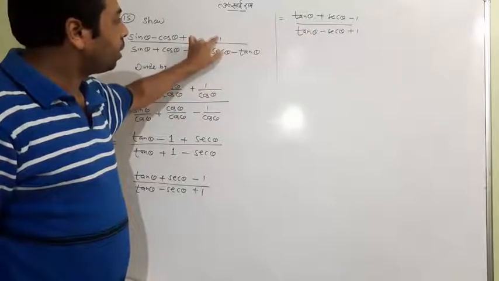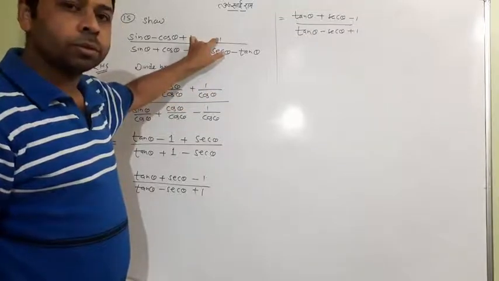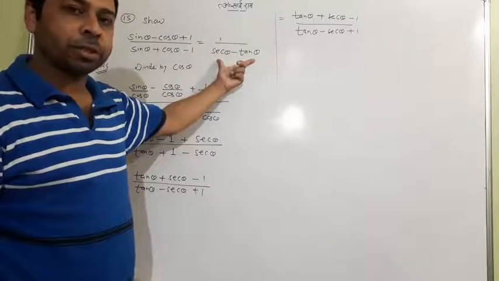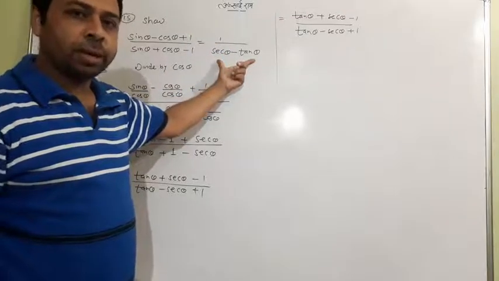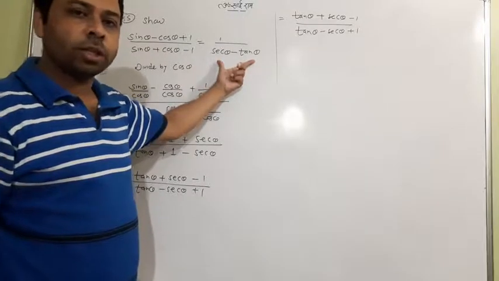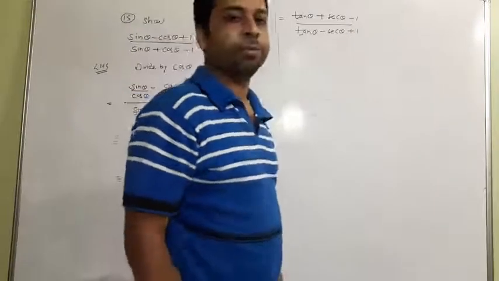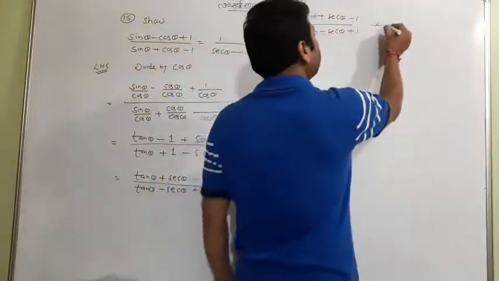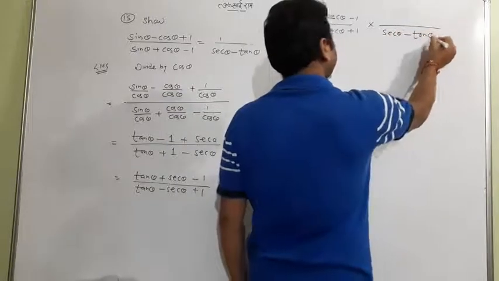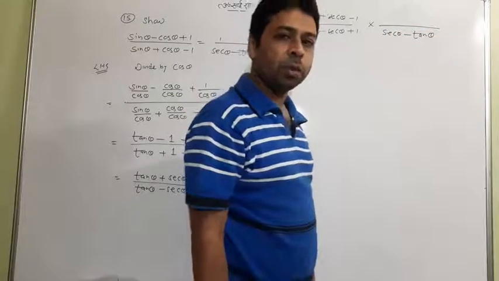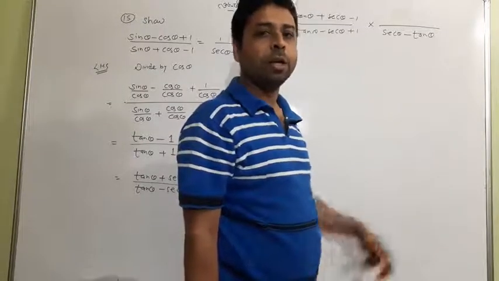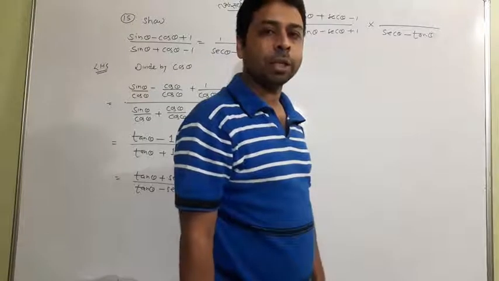We need 1 in the numerator and we need sec theta minus tan theta in the denominator. So if you need sec theta minus tan theta in the denominator, create it here. So how would I create it? I divide by sec theta minus tan theta from my side. And in mathematics, you know that when you do an operation from your side, you have to balance it. Meaning what you have done, divide by sec theta minus tan theta.